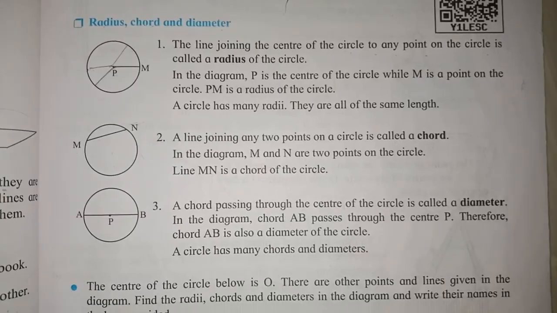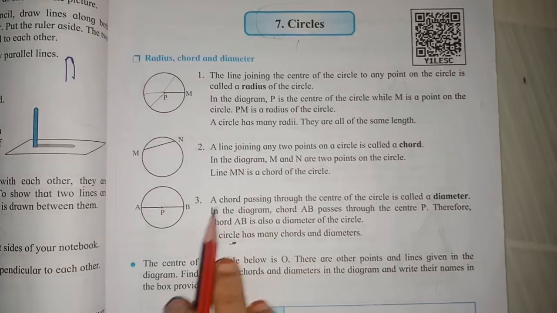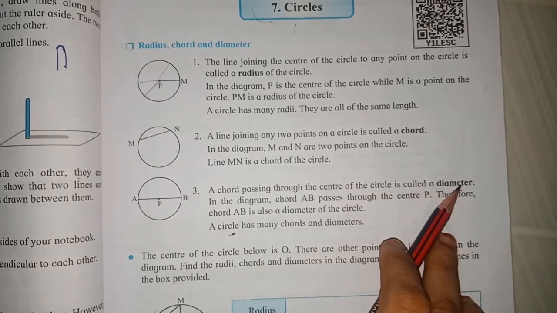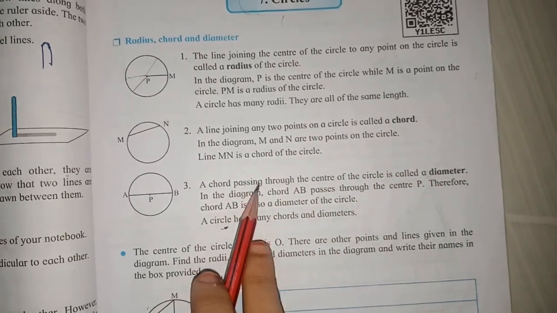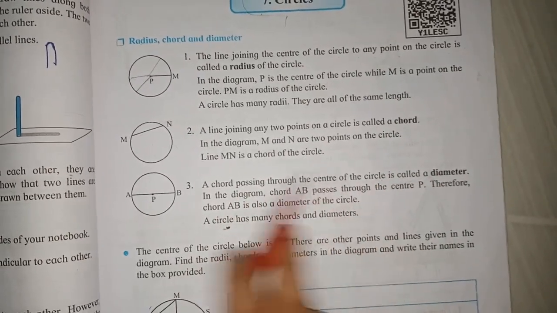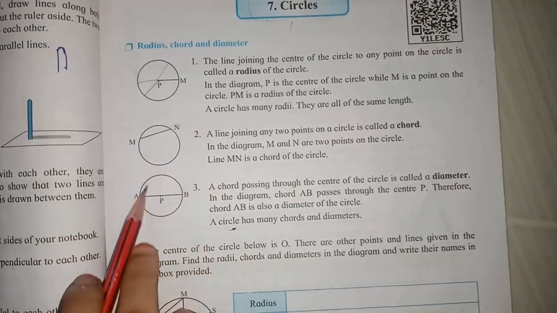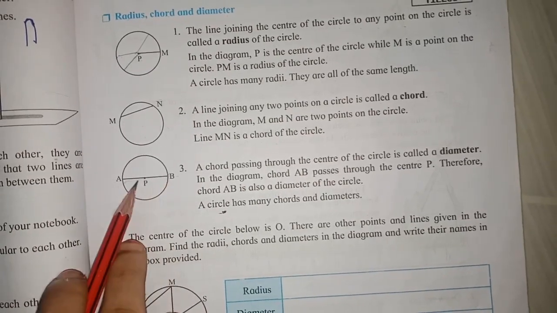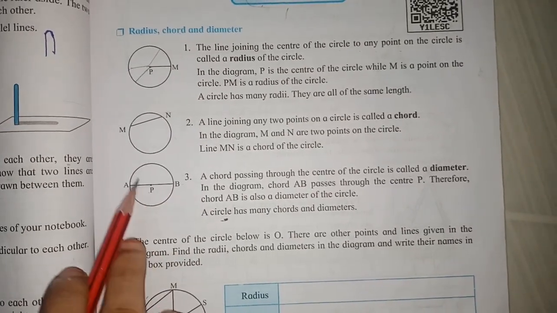Now what is diameter? A chord passing through the center of the circle is called a diameter. This is a chord, right? If this chord passes through the center like this, then this is a diameter of the circle.